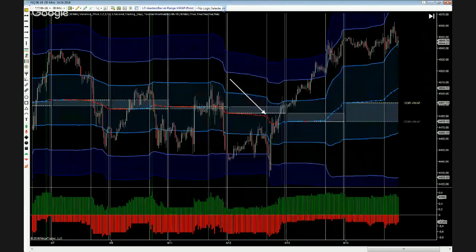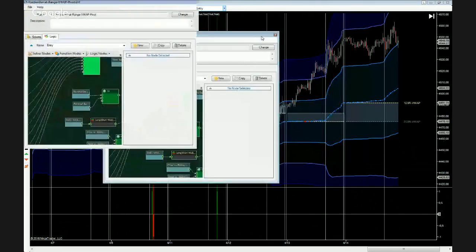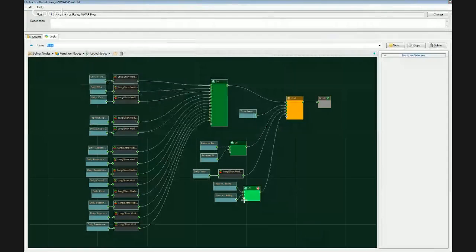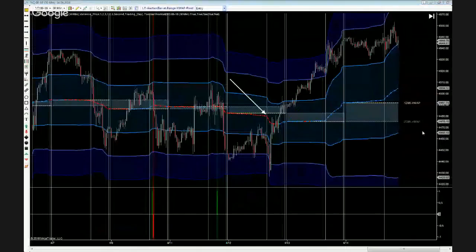So if we go in here and choose entry, we will see how I can connect this trend filter up here. So we had a rolling VWAP here, and we can connect that up to this, and then you will see that this is working as our trend filter here.